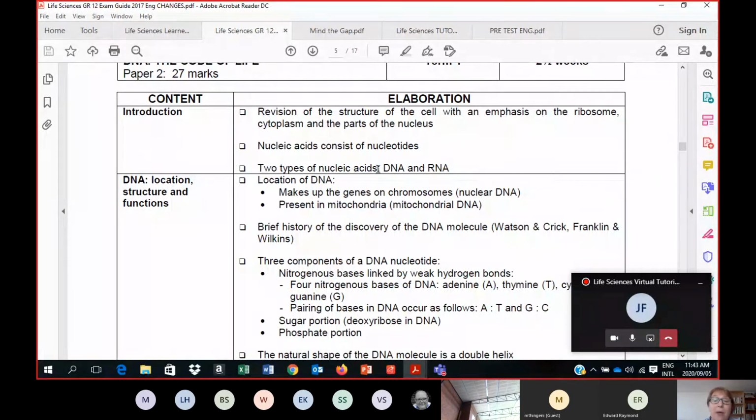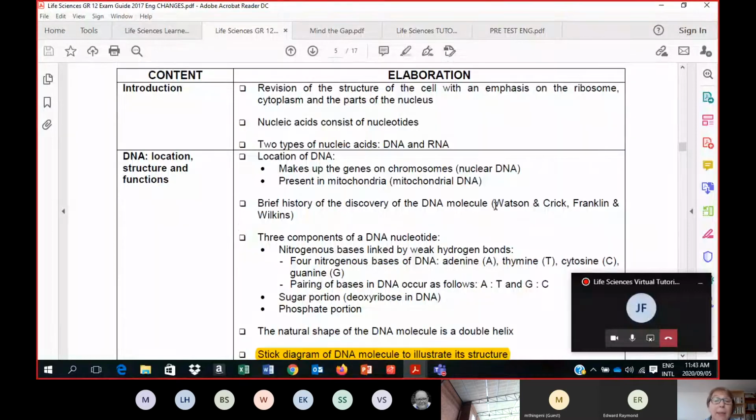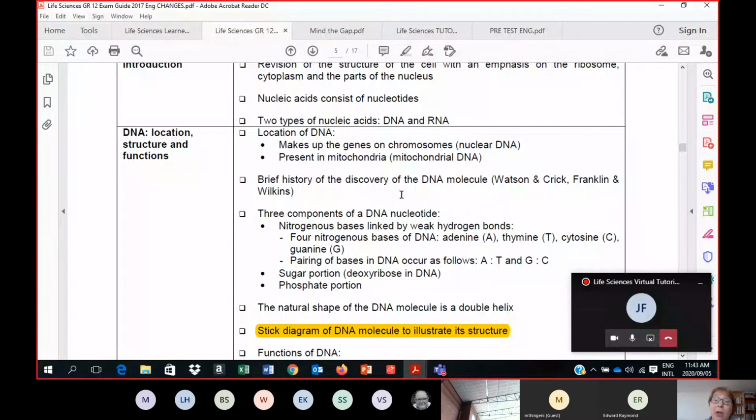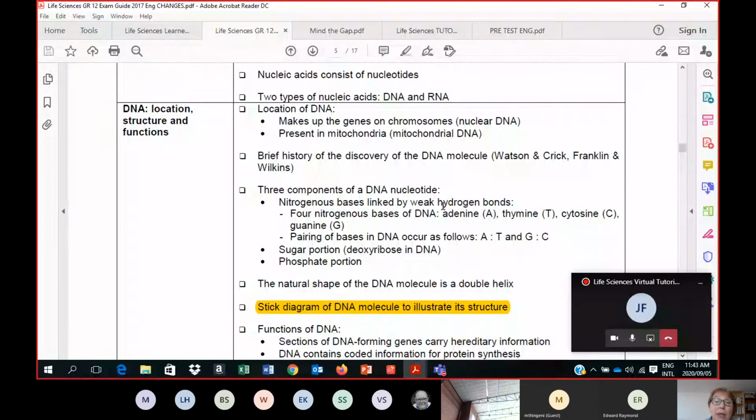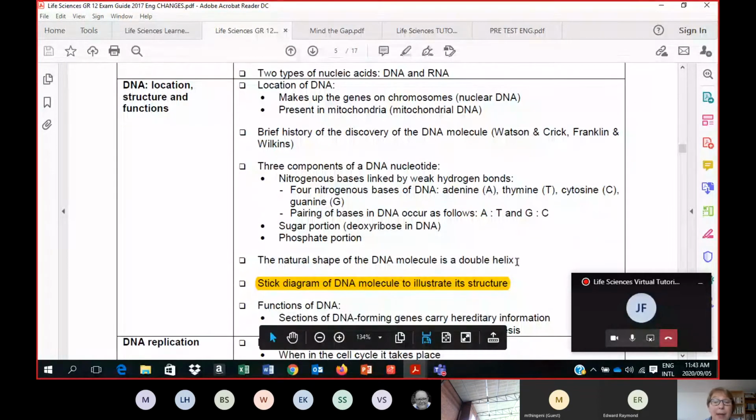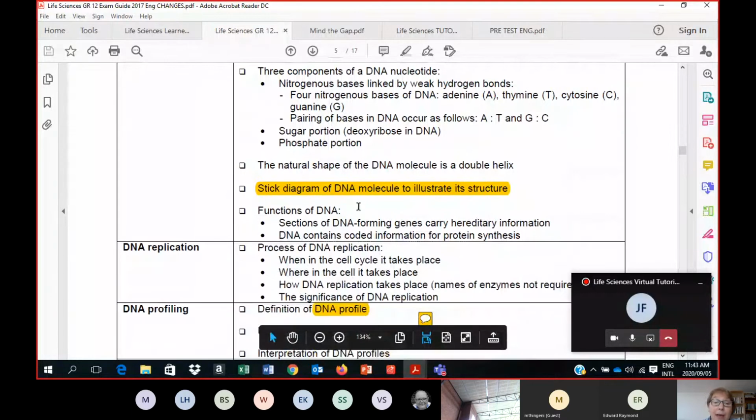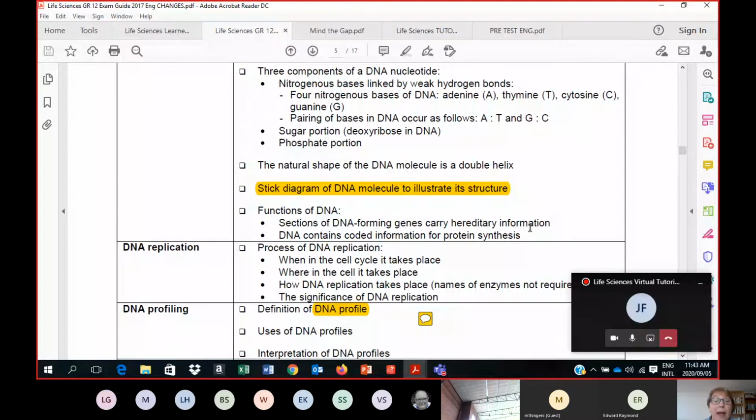Where is DNA found? So you need to know about the nuclear DNA and the mitochondrial DNA. A little bit about the history of the discovery of the DNA molecule. And then these scientists or people in particular you need to know about: Watson, Crick, Franklin, and Wilkins. The 3 components of a DNA nucleotide, here they are bulleted. The natural shape of the DNA molecule is a double helix. A little diagram of the DNA molecule you should be able to do to illustrate its structure, just a simple diagram.